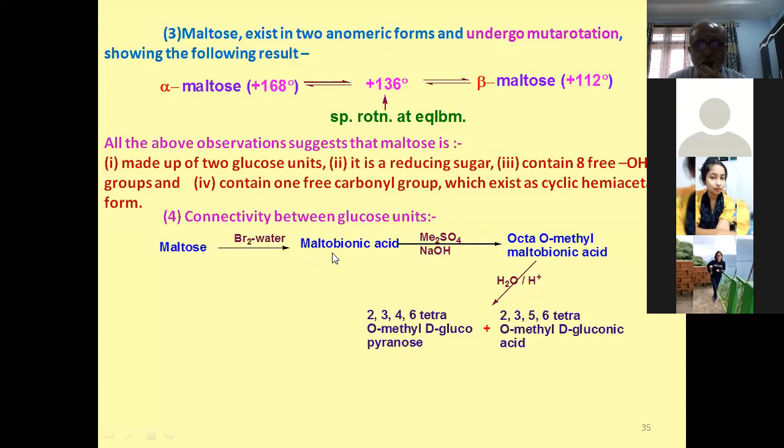Now here we have maltobionic acid obtained from maltose. That means in the maltose, the aldehyde group that we had got converted into acid. That acid group is not affected. All the OH groups otherwise present will become methylated. After that, we do hydrolysis. At which point of the molecule is the hydrolysis going to take place? It is a mild hydrolysis. Where is the hydrolysis going to take place?